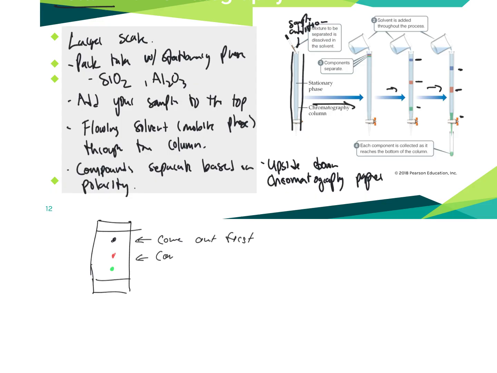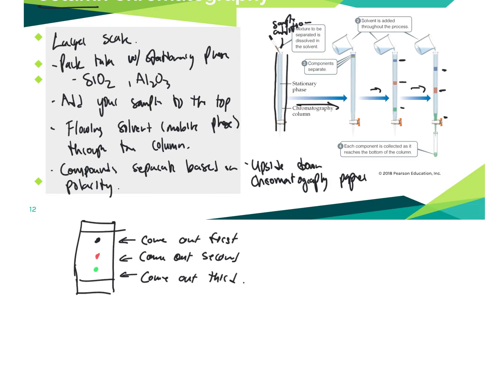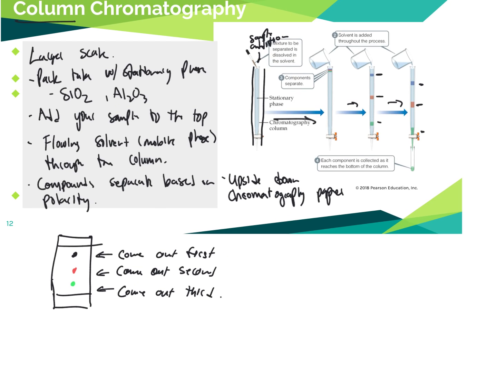This is going to come out second. And this spot closer to the bottom will come out third, right? Because it doesn't like the mobile phase that much. It doesn't want to travel up with the mobile phase. And so similarly here, this is just going in the opposite direction. This will come out third, this will come out second, and this will come out first.